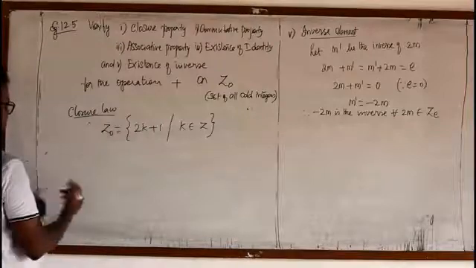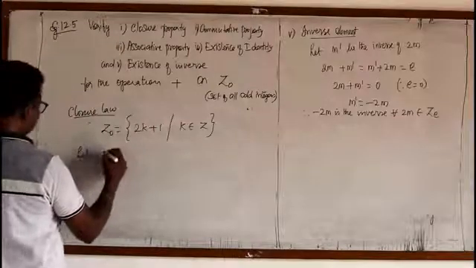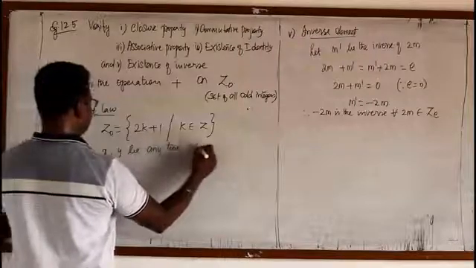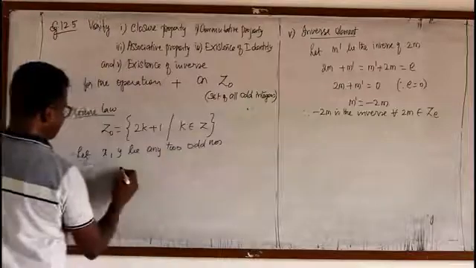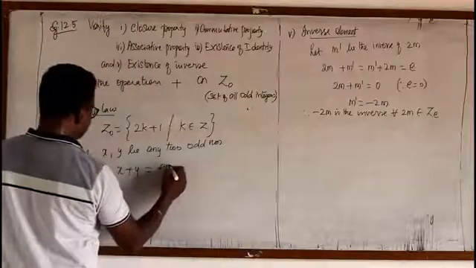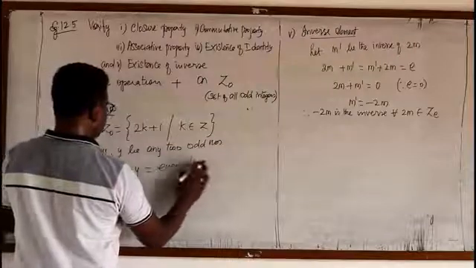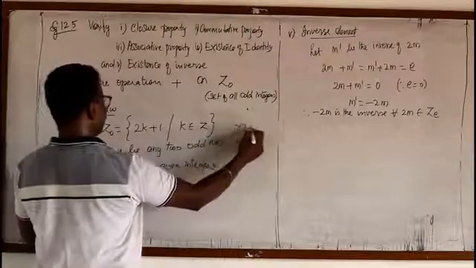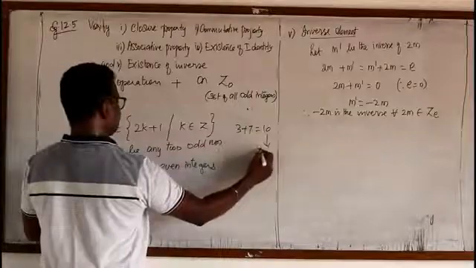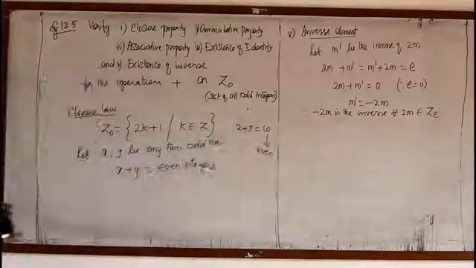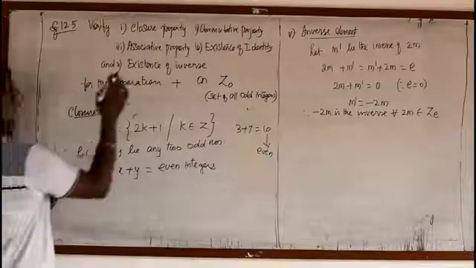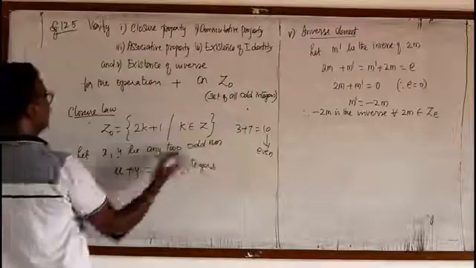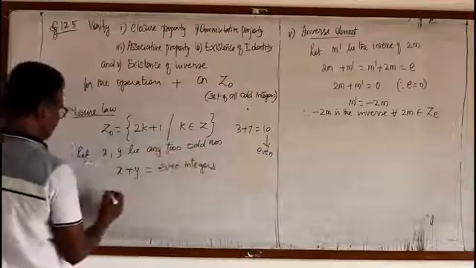Now let me take the closure law. Let x and y be any two odd numbers. Then x plus y equals what? An even integer. Remember, the addition of any two odd numbers results in an even number. 3 plus 7, for example, is 10, which is even. So addition itself is not well defined. When I add two odd numbers, I am not getting an odd number as the answer.